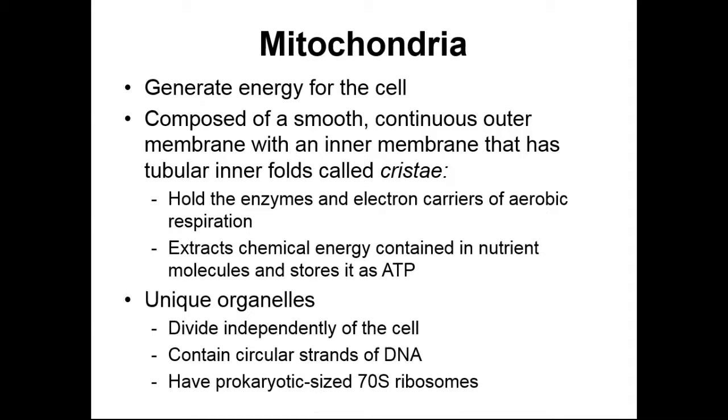Mitochondria are a very unique organelle. They divide independently of the cell, and these mitochondria have their own DNA. There is mitochondrial DNA. Mitochondria also have their own ribosomes as well. The fact that mitochondria have their own genome and have their own ribosomes and divide independently of the cell has led many scientists to hypothesize that mitochondria used to be separate bacterial cells that used to live independently of the eukaryotic cell, but now have formed a symbiotic relationship with the eukaryotic cell.